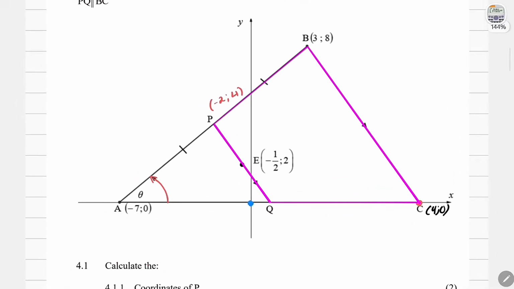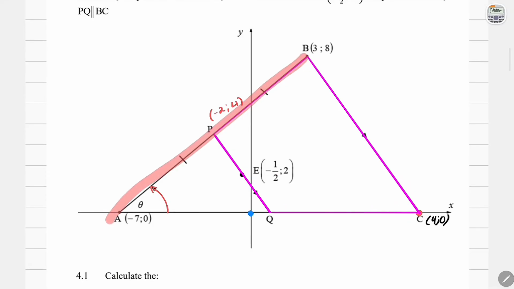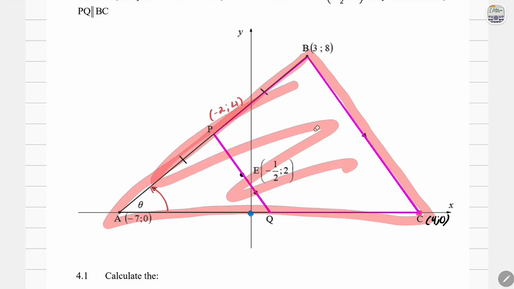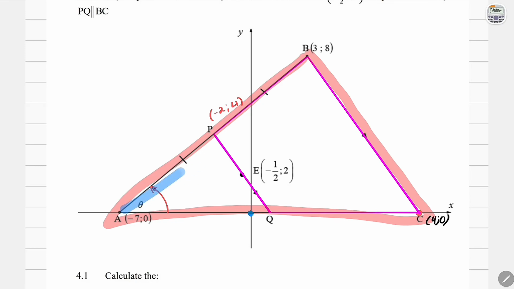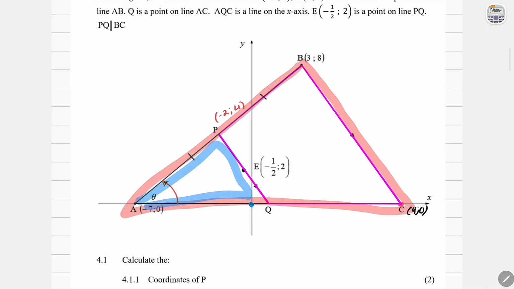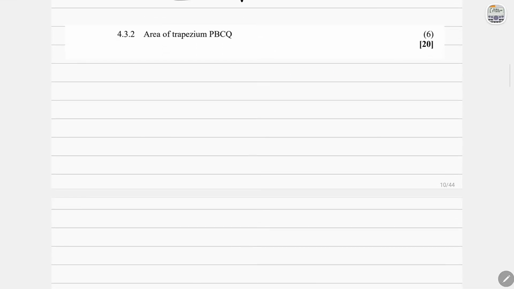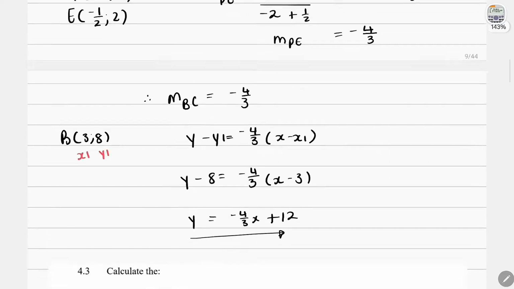But look at what we could do. We could find the area of triangle ABC, and if you subtract that entire area, because it's going to be everything here, minus the area of the triangle APQ, then you'll be left with the area of this trapezium. So in this case, it's just best to go with this. So we're going to find the area of triangle ABC and then minus the area of triangle APQ. So let's find them separately, ABC and APQ. These are the two triangles we'll focus on.